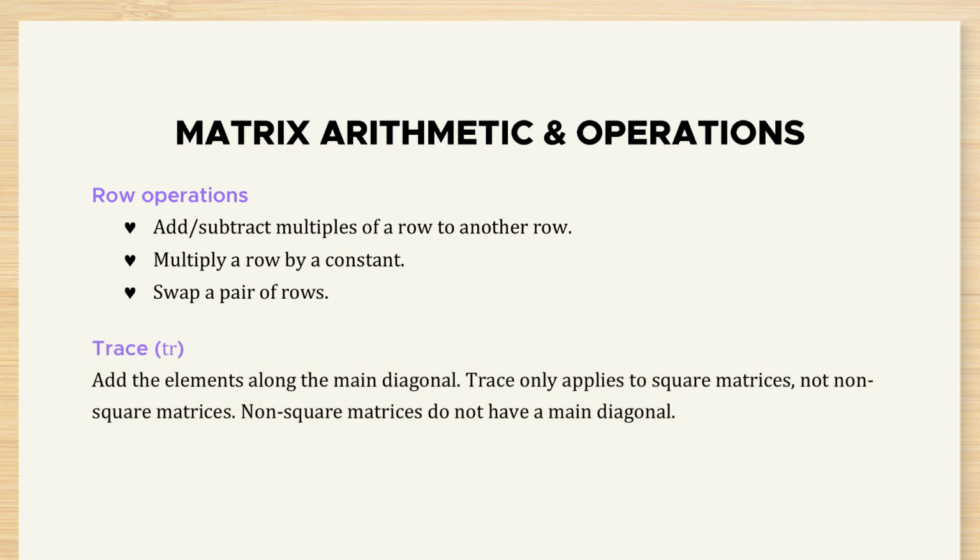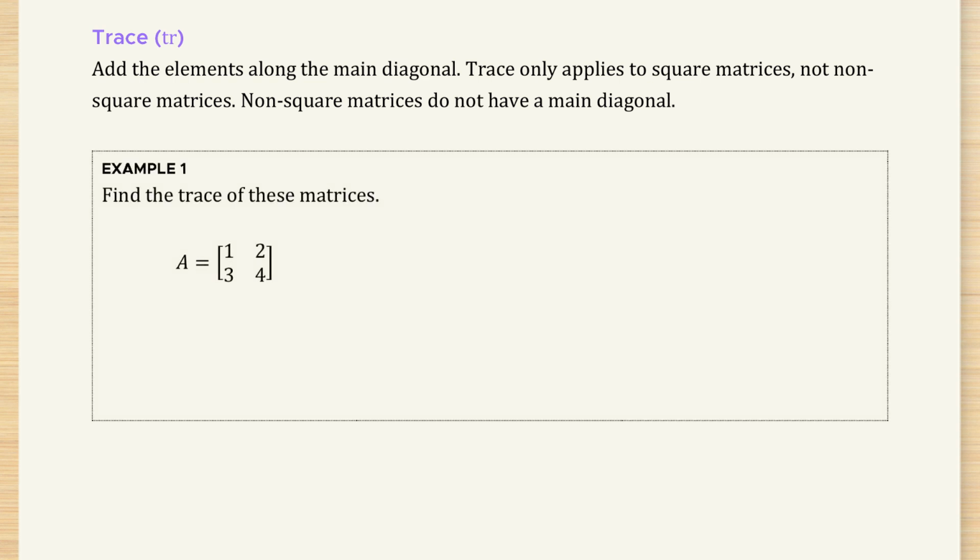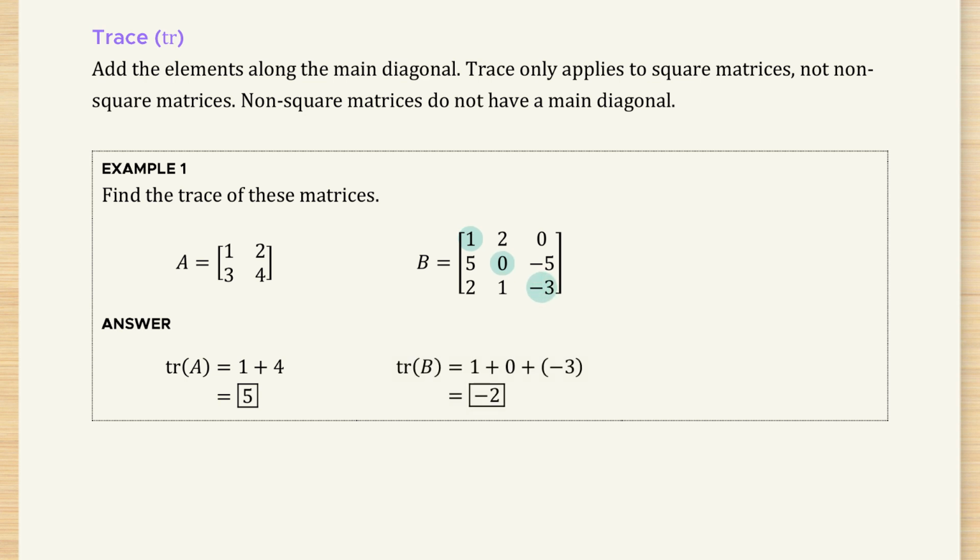Find the trace of a matrix by adding up all of the elements along the main diagonal. This means that we can only get the trace of a square matrix, because a non-square matrix does not have a main diagonal. Let's say we want to find the trace of matrix A. We add the elements along the main diagonal, 1 plus 4 is 5. For matrix B, the trace is 1 plus 0 plus negative 3, it's negative 2. The trace of matrix C does not exist, because C is not a square matrix.